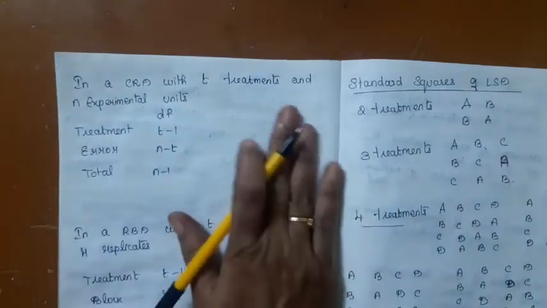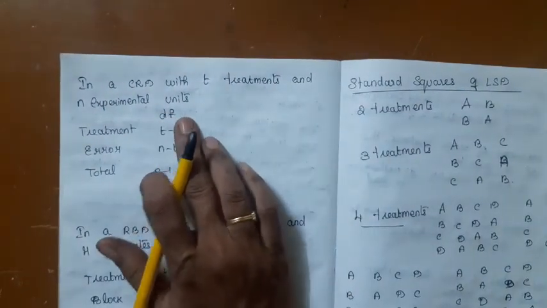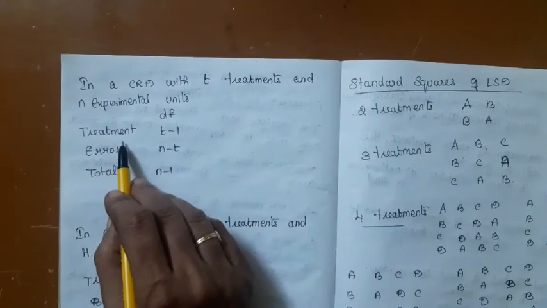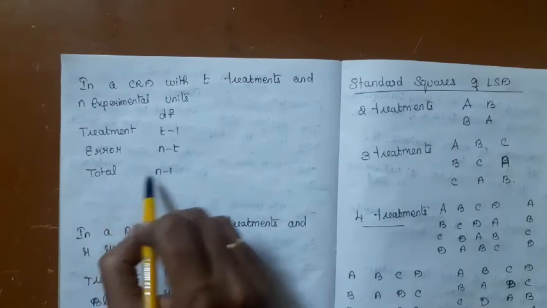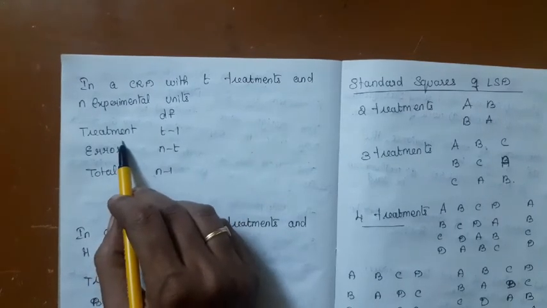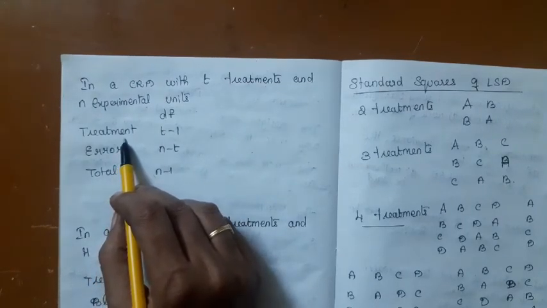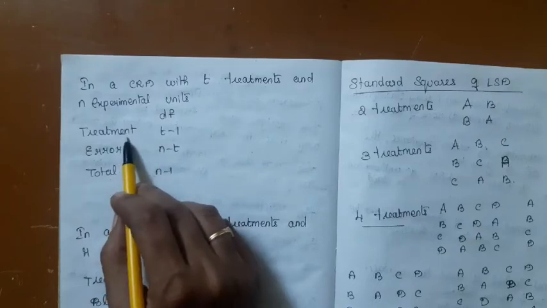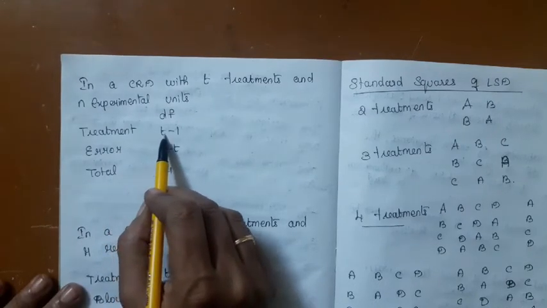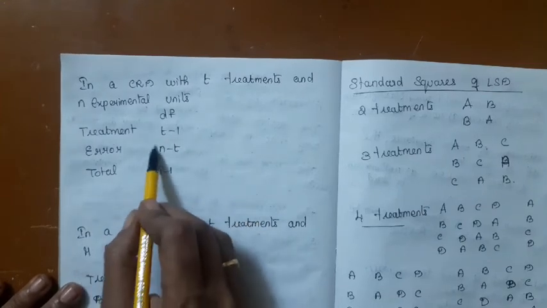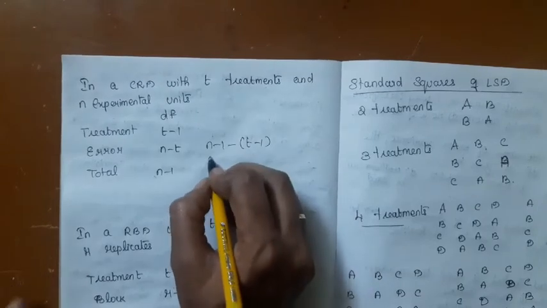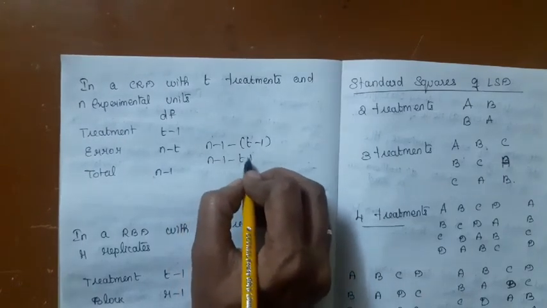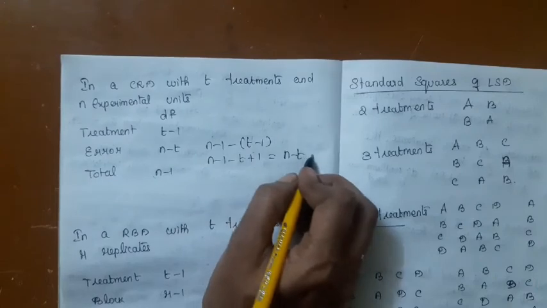Okay. Now, in a CRD with T treatments and n experimental units, what will be the degrees of freedom for various components? For the total sum of square, you have n minus 1, as you have n experimental units. Since you have T treatments, the degrees of freedom for treatment sum of square is T minus 1. And for error, it will be total minus treatment, which is n minus 1 minus T plus 1, that is equal to n minus T.